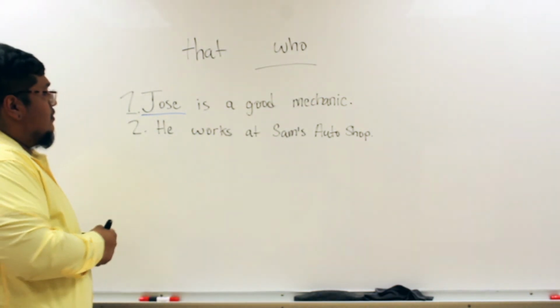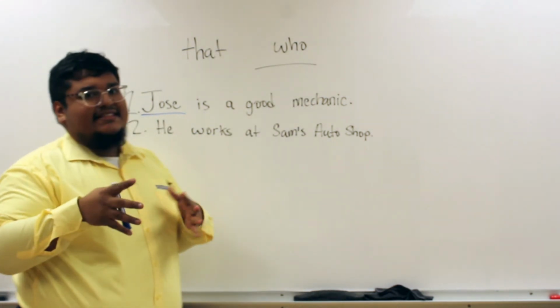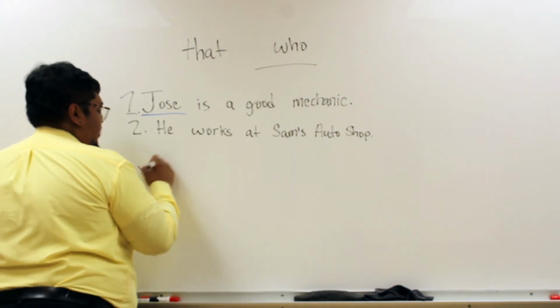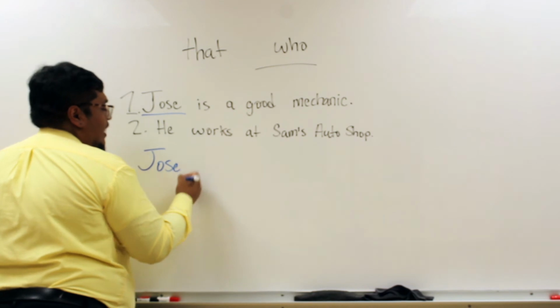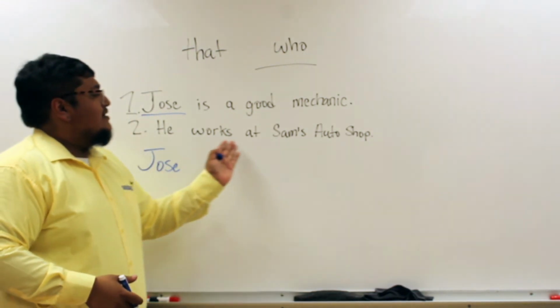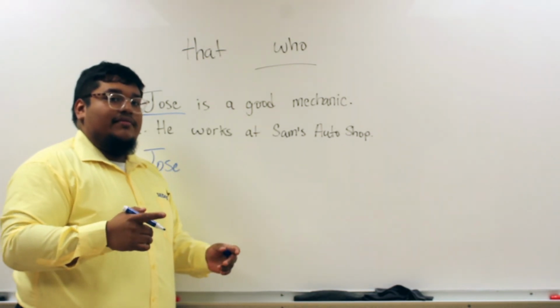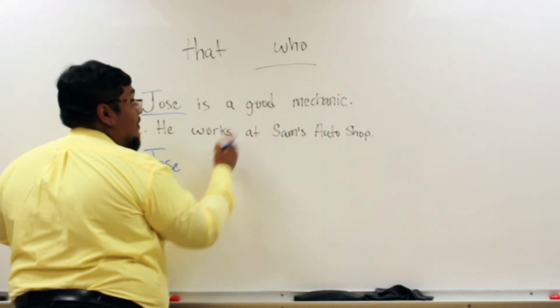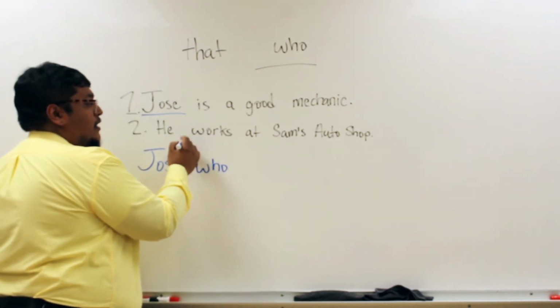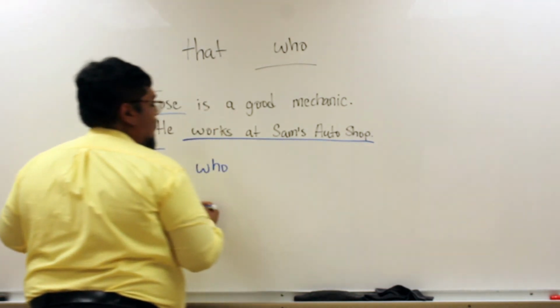And this is where it gets a little bit different, okay? So this is how we started off. We started off with Jose. Okay? How do we describe Jose? He works at Sam's auto shop. Okay? So, like I said, we have to use the word who. So Jose, who, and what do we use to describe him?